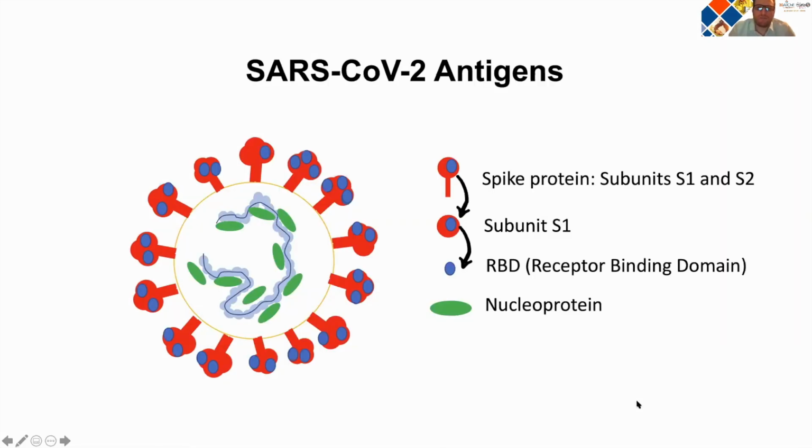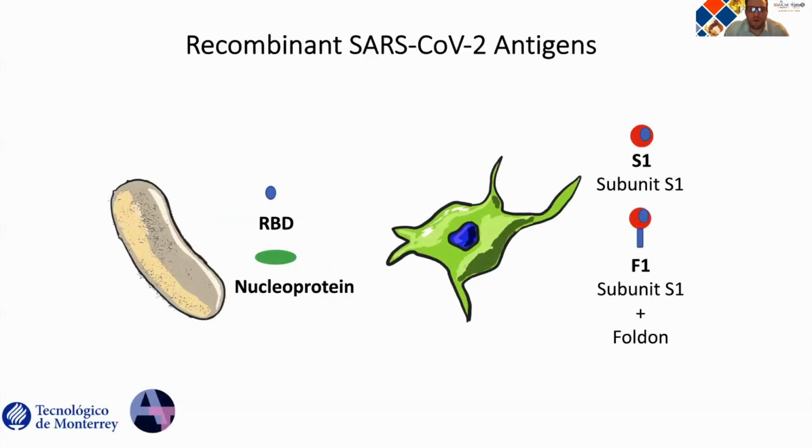And here you can see the most important SARS-CoV-2 antigens, for example, the complete spike protein, composed of subunits S1 and S2, or maybe only the subunit S1, or the receptor binding domain. And the last one can be only the nucleoprotein. We have two expression platforms. We produce the receptor binding domain and nucleoprotein in E. coli. And in mammalian cells, we can produce the subunit S1 and subunit S1 plus the viral domain.